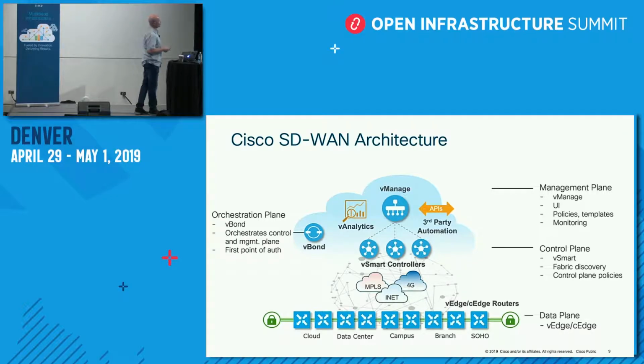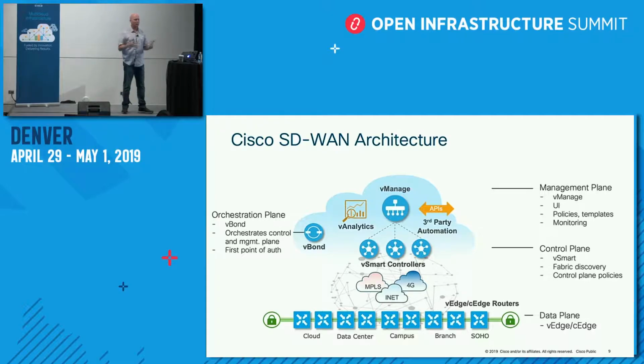So if we take a look at the control plane environment here, we've got three primary bits of componentry in the environment. The first one here is the orchestration plane, and this component is known as vBond, and this is the device or the component that is the first point of contact for authentication. So when we do zero-touch provisioning of a brand new device in the cloud or on premises, it knows to go and automatically register itself with the SD-WAN environment.